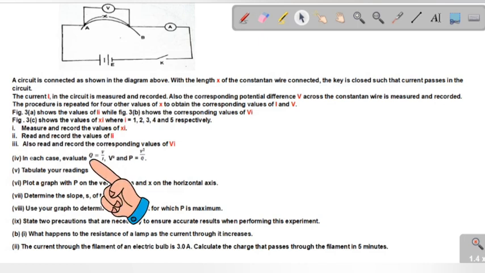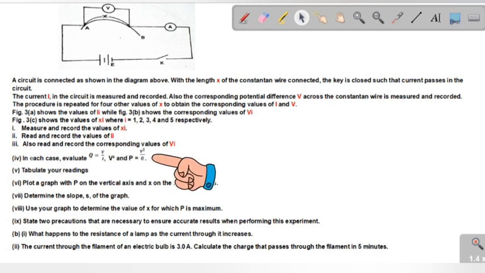In each case, we have to evaluate Q equals V over I, V squared, and P is equal to V squared over Q. We have to tabulate our readings and plot a graph of P on the vertical axis and S on the horizontal axis. We have to determine the slope of the graph. Then we use the graph to determine the value of S for which P is maximum. Okay, we get that from the graph. Then state 2 precautions that are necessary to ensure accurate results when performing this experiment.